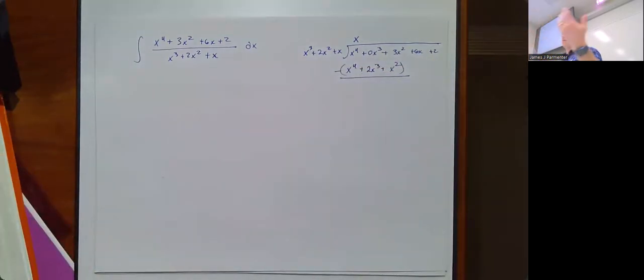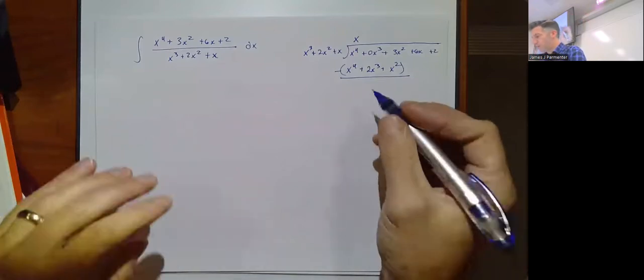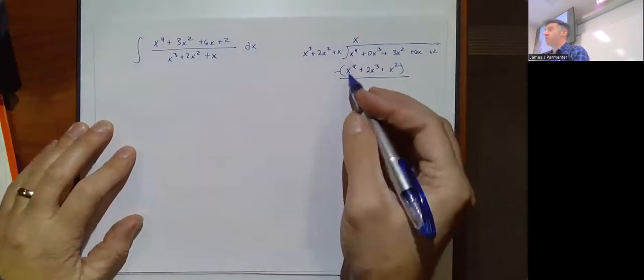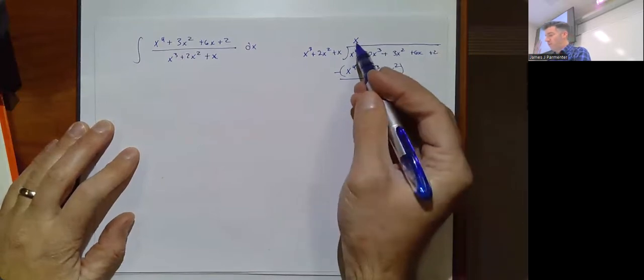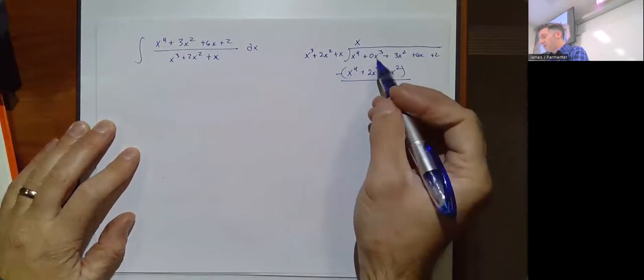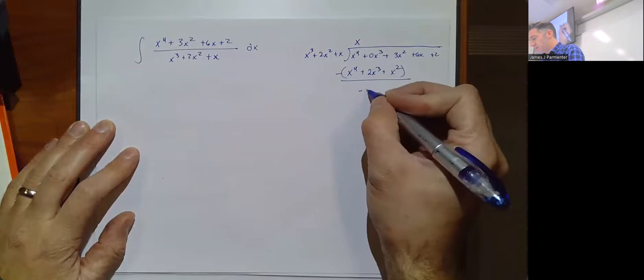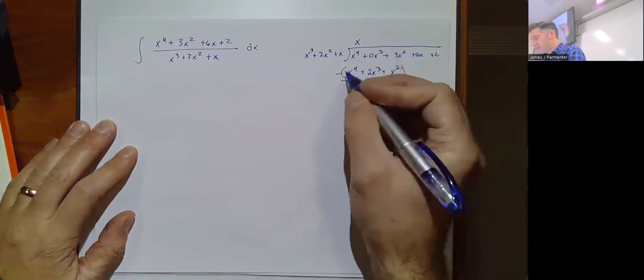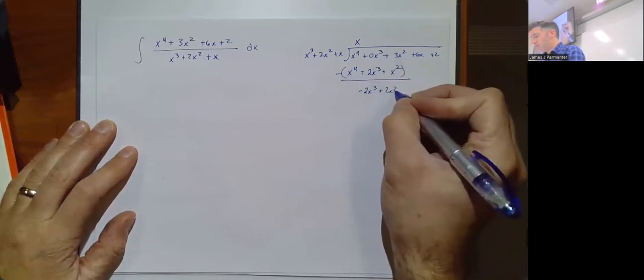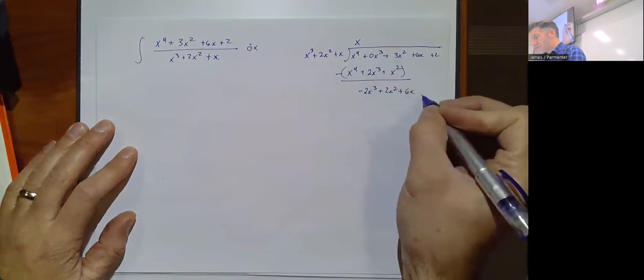I've never been a fan of that personally, but you can do that thing if you like to. I'm subtracting those always. The first term should always subtract to 0. That's why we picked what we picked here to get what we got there. 0x cubed minus 2x cubed is minus 2x cubed. And 3x squared minus x squared is 2x squared. Bring down the next term, repeat the process.